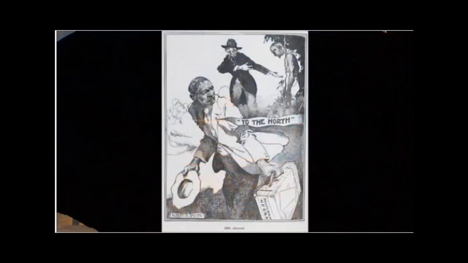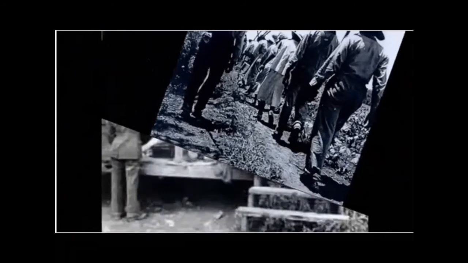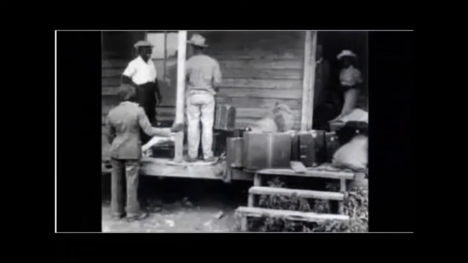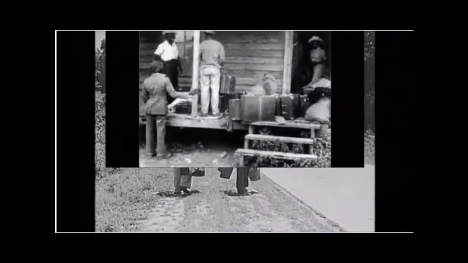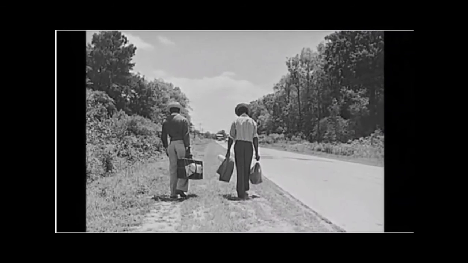Obviously, there is a great push away from the South because of Jim Crow, because of the racial system of oppression that is in the South. So there's both push and pull factors that are explaining why African Americans moved during the First World War, and the First World War provides a stimulus for the beginning of this migration, which then continues long into the 20th century.